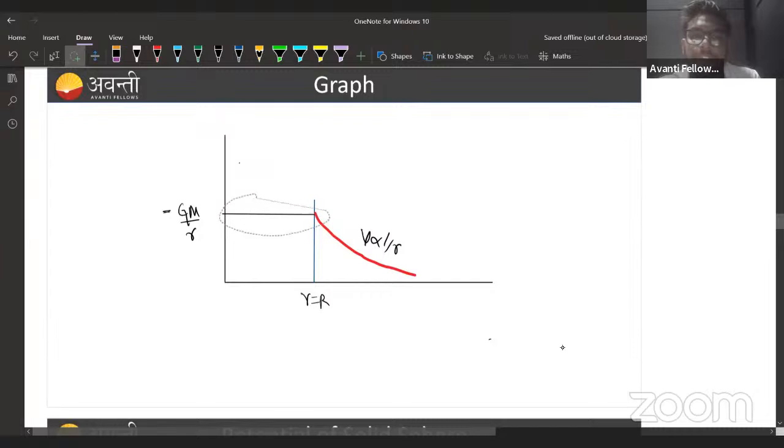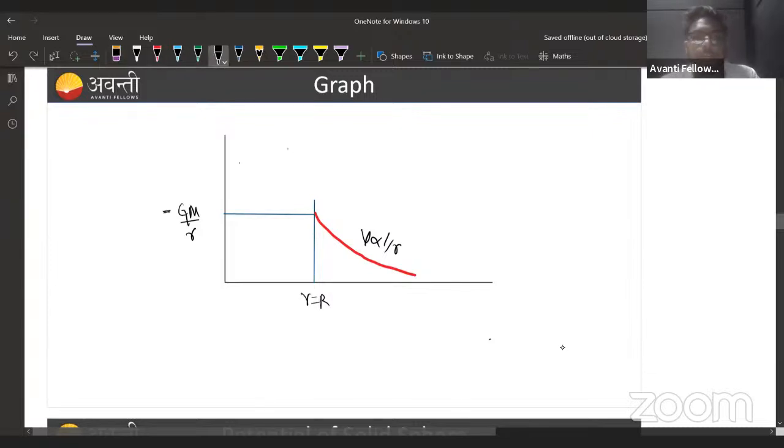How is the inside going to look? How do you think the inside is going to look? Can anyone tell me? Think of it. Try to draw it in your graph. Don't tell me, just try to draw it in your graph.